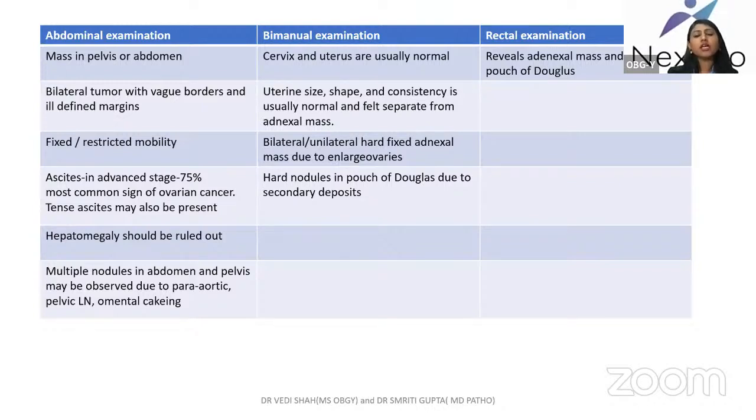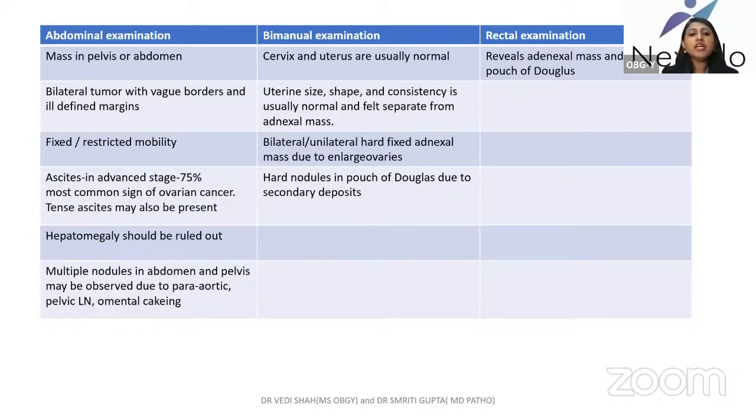Hepatomegaly should also be ruled out, and multiple nodules in the abdomen or the pelvis must be noted. And this is particularly to check the involvement of the lymph nodes. Next, you go for the bimanual examination, where you note the cervix, uterus, and the adnexa. So, cervix and uterus would usually be normal. The size, shape, as well as consistency of the uterus must be noted, and it usually feels separate from the tumors because this uterus will not be in direct continuation with the mass. The mass is going to be arising from the ovary, and as a result, it is felt separate from that of the ovarian mass.